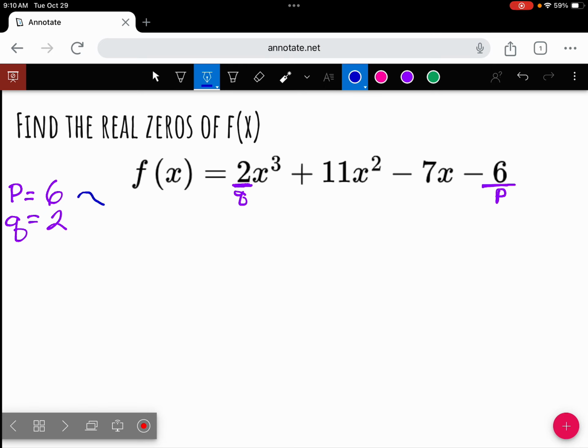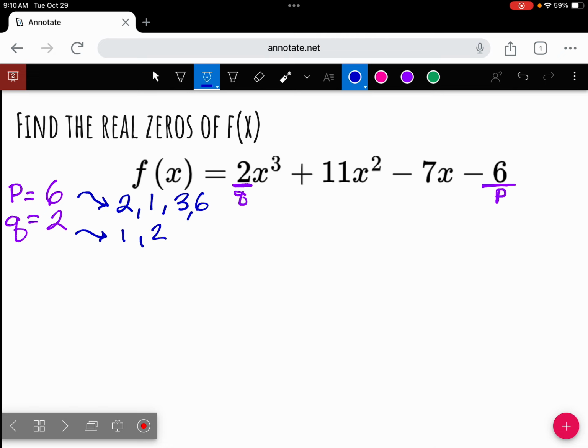So our factors of 6 are what? 2, 1, 3, 6. Yep, 2, 1, 3, and 6. I was just taking the order. I heard them. And our factors of 2 are 1 and 2. It doesn't matter what order we write these in.